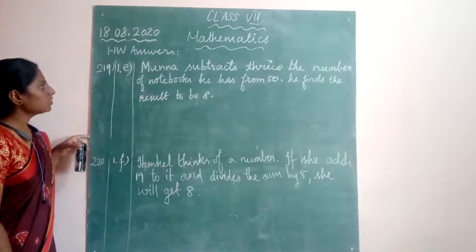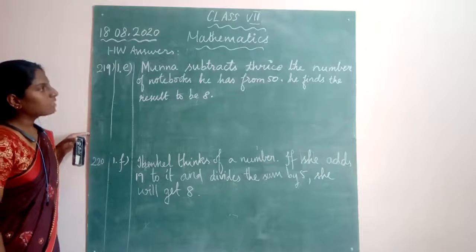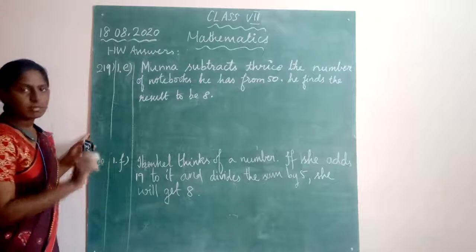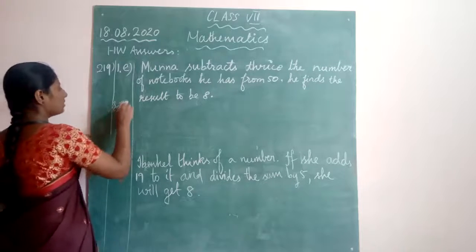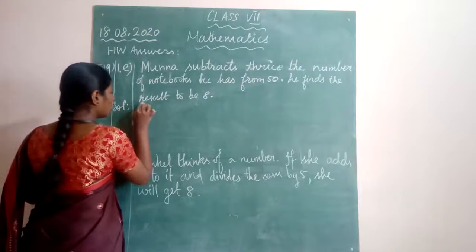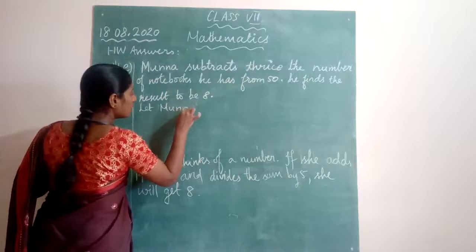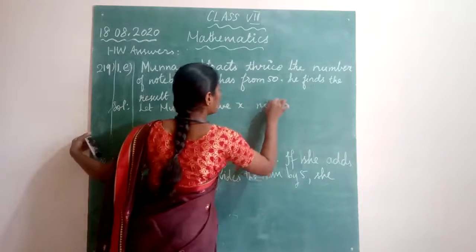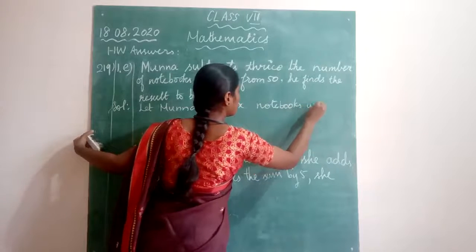E subdivision. Munna subtracts thrice the number of notebooks he has from 50. He finds the result to be 8. Okay. So he is having some number of notebooks, right? Let us have that to be x. Okay. So let that be the unknown variable. Let Munna have x notebooks with him.